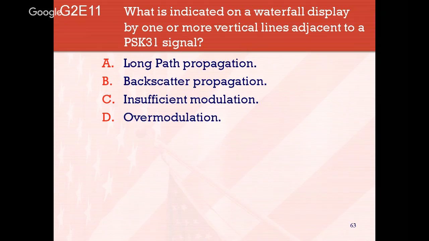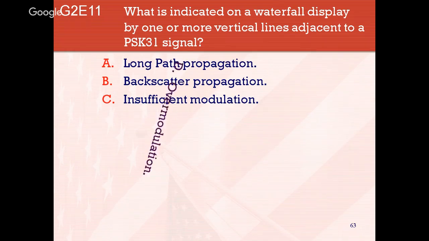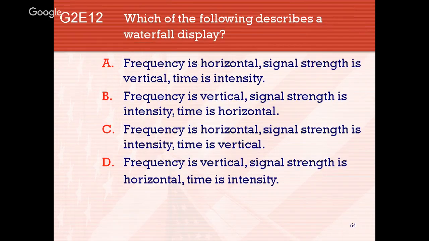What is indicated on a waterfall display by one or more vertical lines adjacent to a PSK31 signal? If you have adjacent vertical lines on a PSK31 signal, it generally means you're overmodulating, you're driving it too far or too hot. So you want to reduce your modulation, reduce your power to about 25 to 50%.